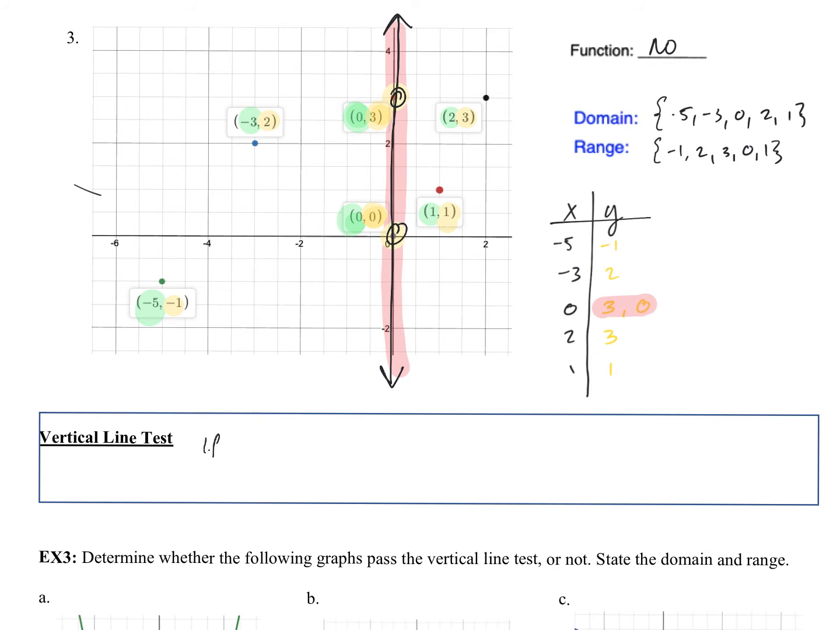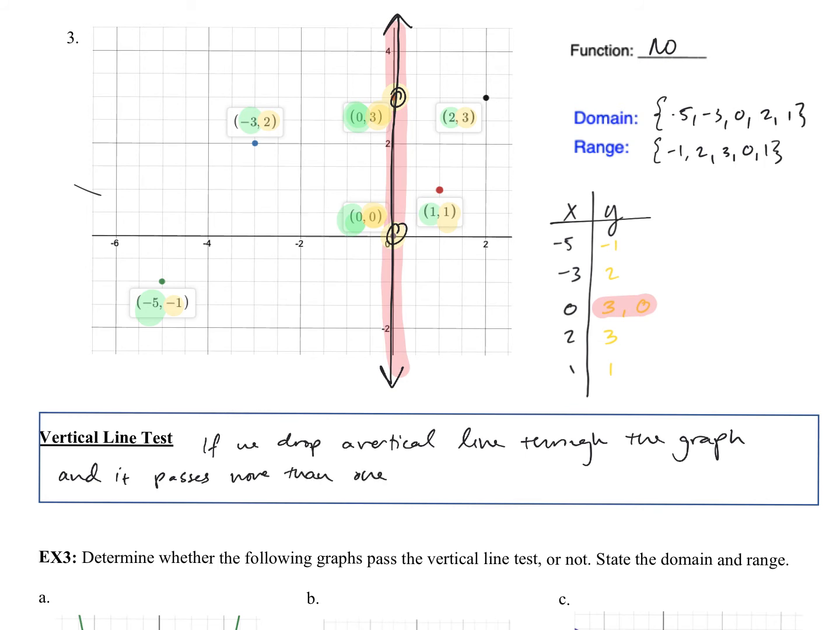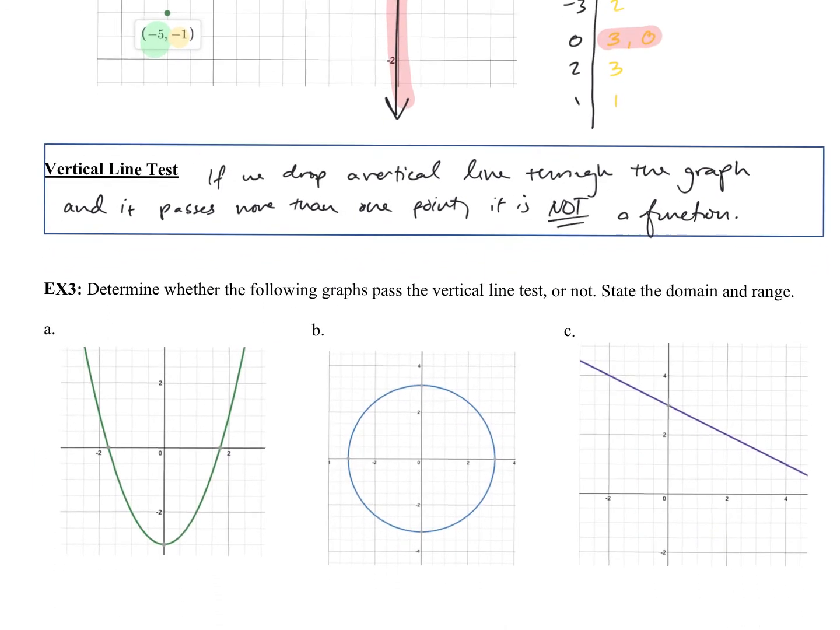So if we drop a vertical line through the graph, notice this only works with graphs when trying to figure out if it's a function. It doesn't work with any of the other methods. If a vertical line through the graph passes more than one point, it is not a function, because we have an x value that has 2 different y values. So this is a great test if you're looking at a graph.